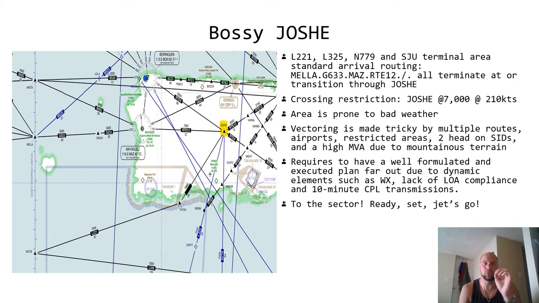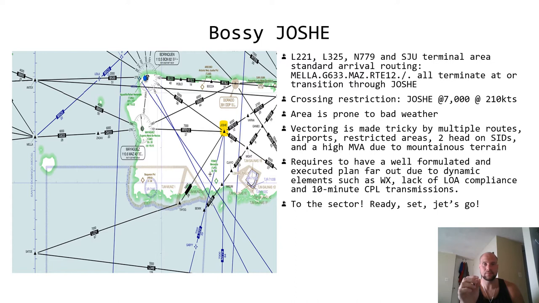So naturally, it is built into the SOP that the crossing altitude is lower than all of our other gates, but also the speed is lower than all of the other gates, 7 and 210, as opposed to just about every other area, which is 11 and 250. Also note, the restriction is the same for props and jets.